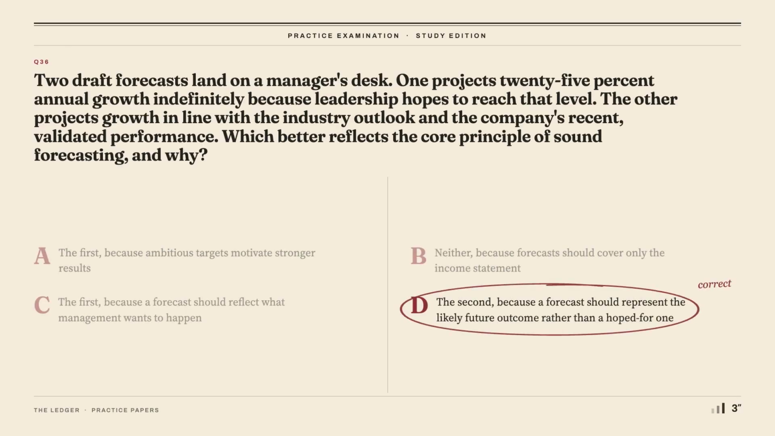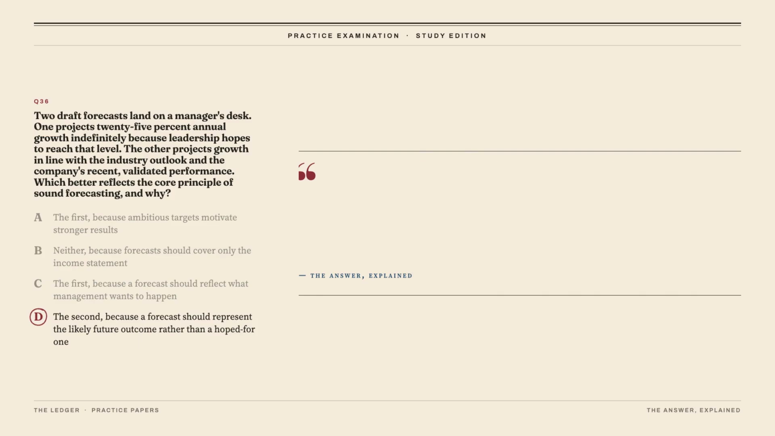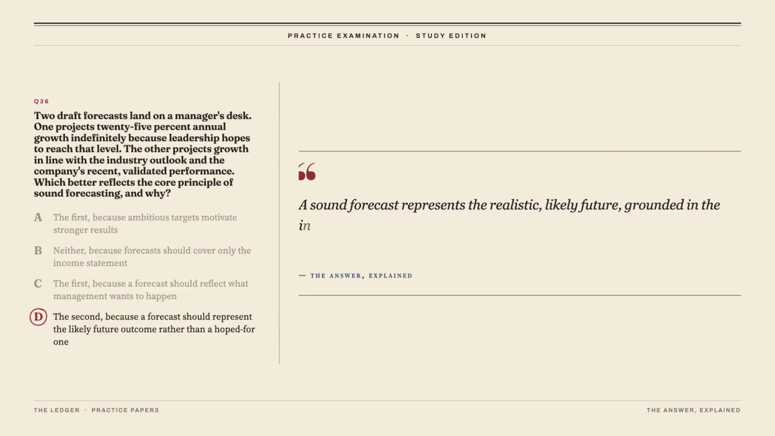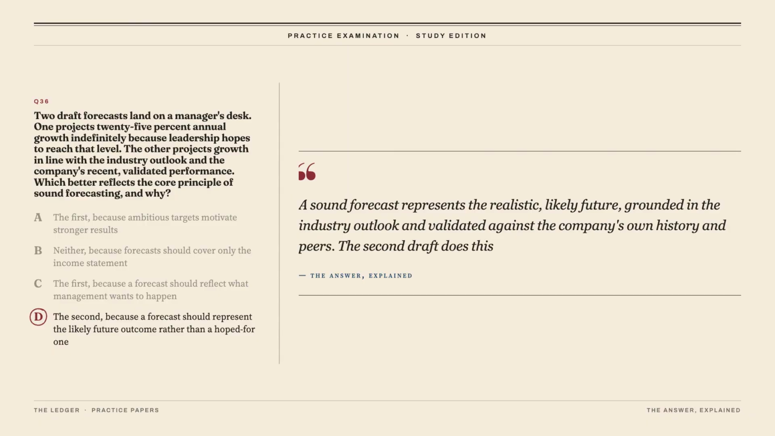The correct answer is D. The second, because a forecast should represent the likely future outcome rather than a hoped-for one. D is correct because a sound forecast represents the realistic likely future, grounded in the industry outlook and validated against the company's own history and peers. The second draft does this, while indefinite growth chosen because leadership hopes for it is optimism substituting for method.